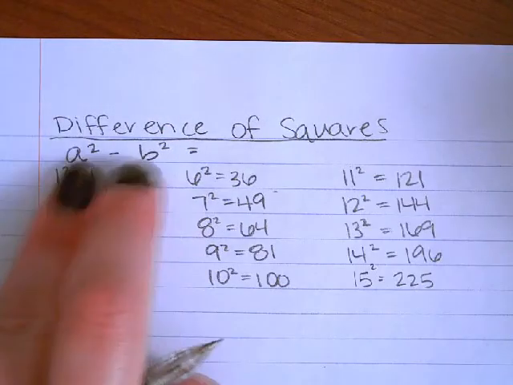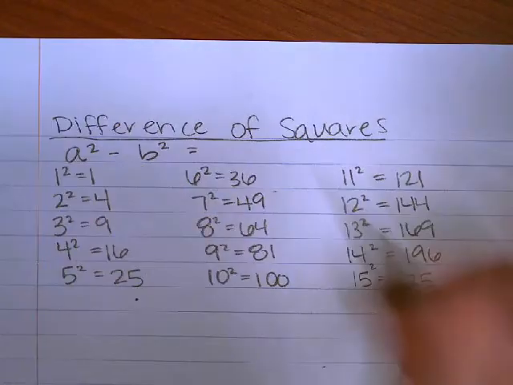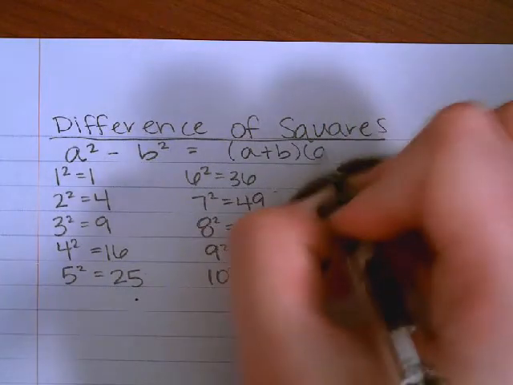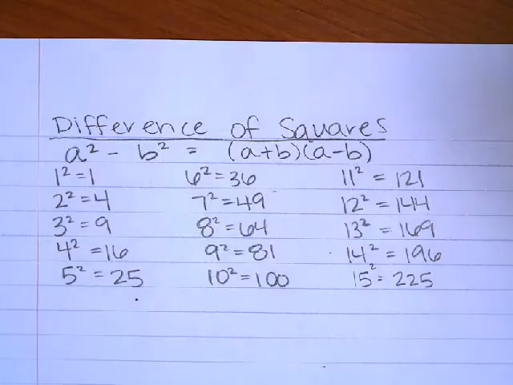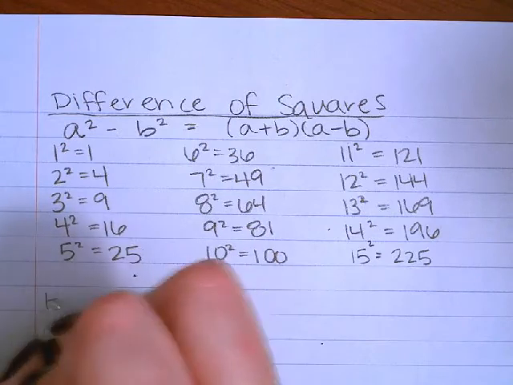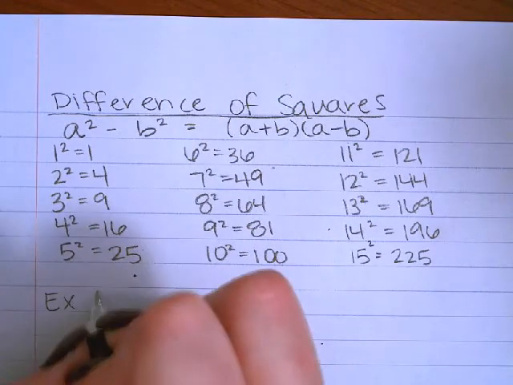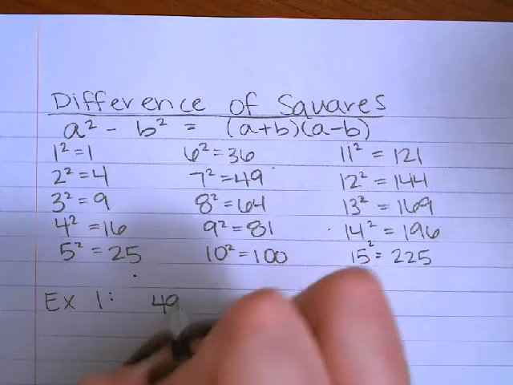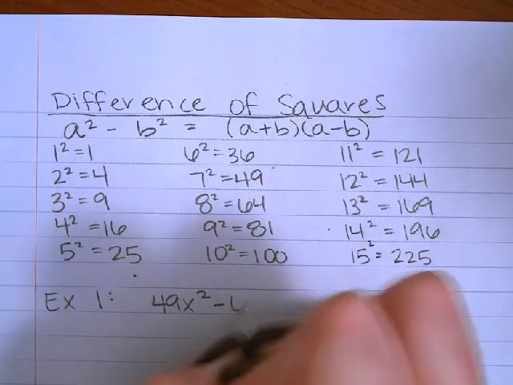But when you see this, the difference of squares, your factors are a plus b and a minus b. Those are your two factors, a plus b and a minus b. All right, so here are some examples. If we have 49x squared minus 64.